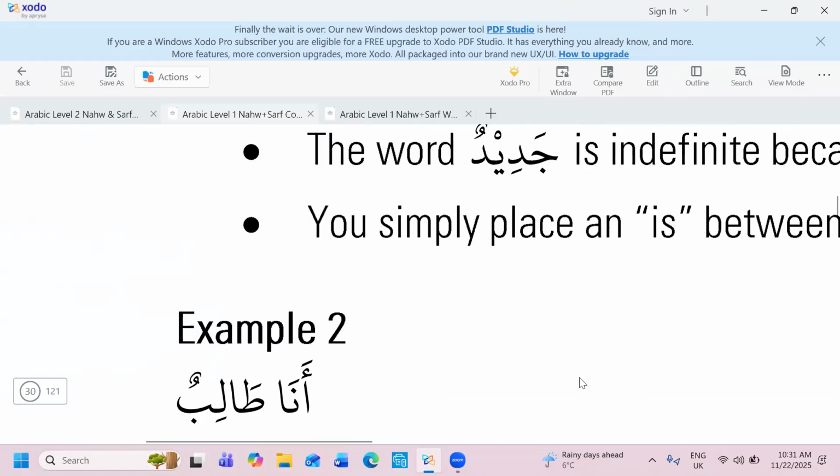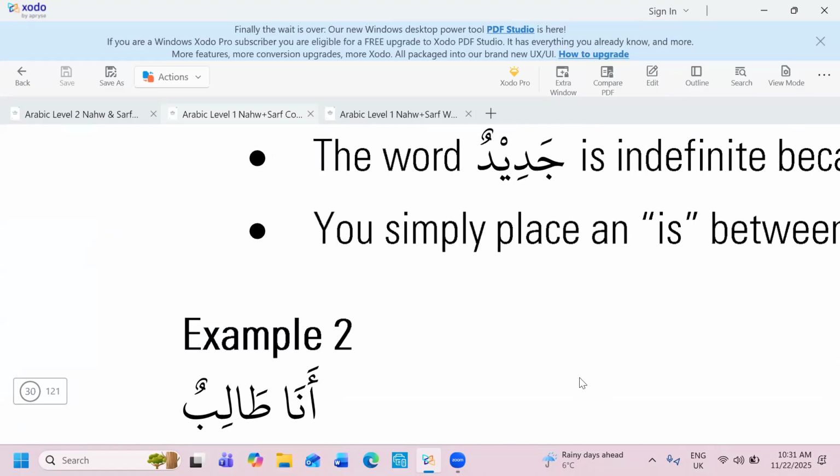So you look at the word ana talibun. Ana is what? Your pronoun. Which type of pronoun? Is it detached or is it attached? Detached pronoun. And what did we say about pronouns? That when they're on their own, they don't have the "is", but when we're translating sentences, huwa really means he is. Hiya means she is. Anta means you are. Ana means I am.